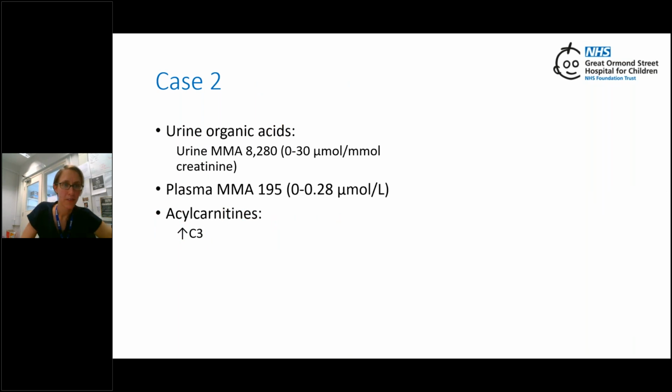So obviously, as always, a couple of days later, we did get the metabolic investigations back. And in the urine, we had a peak of methylmalonic acid, as well as in the plasma. The acyl carnitines showed a raised propionyl carnitine. So this is the typical finding that you have in methylmalonic acidemia.